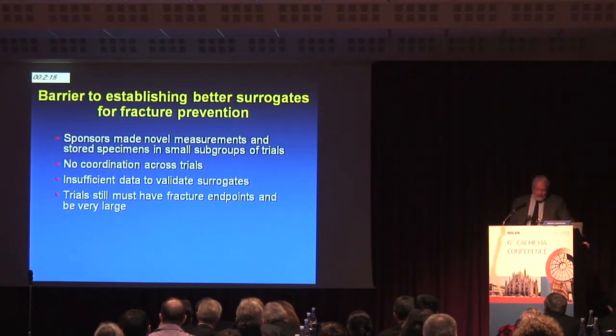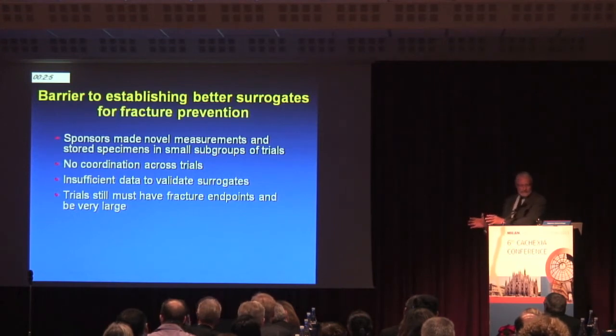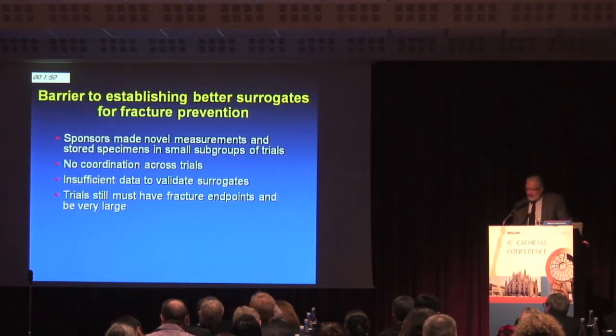Okay, but there's been a barrier to establishing surrogates in our osteoporosis field that companies could remedy, and that is sponsors made novel measurements and stored specimens, but generally in small subgroups. And so we've got interesting subgroup findings, but we really don't have sufficient data, and certainly no coordination across the trials to allow us to test and validate surrogates. And so we're now still stuck with large fracture trials as the way of testing new drugs.